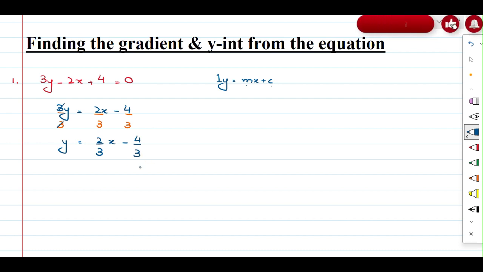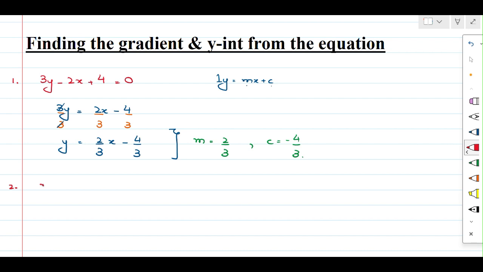Now this is in the form of a straight line, y equals mx plus c. In this case your m, the gradient, is 2 by 3, and the y-intercept is minus 4 by 3. So this is how you figure out the gradient and the y-intercept if the straight line is not in the arranged form, right? The main concept is to convert it into the arranged form. Okay, now let's do another example.